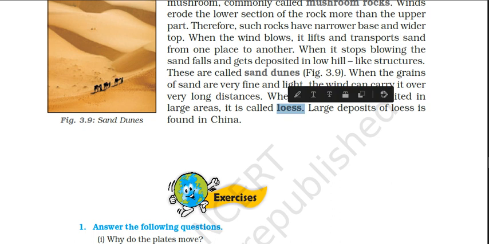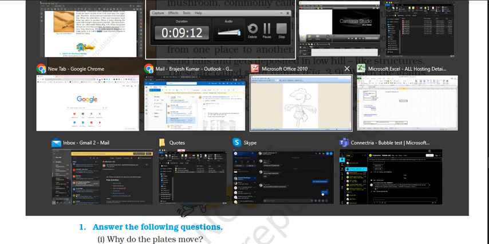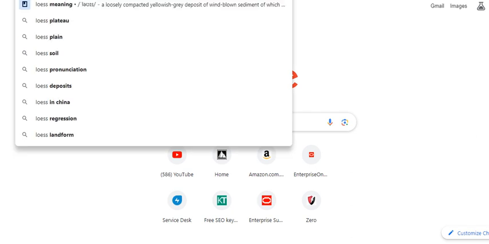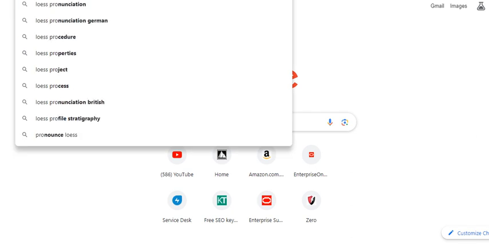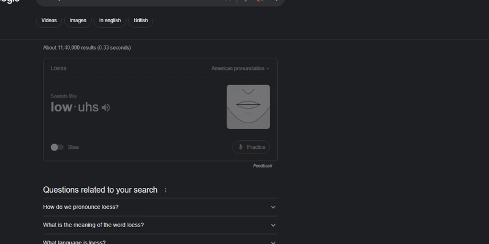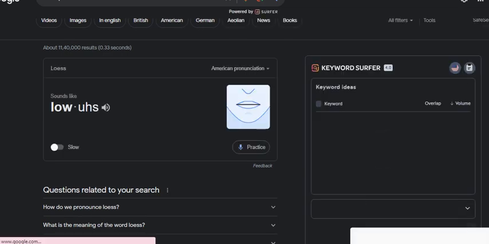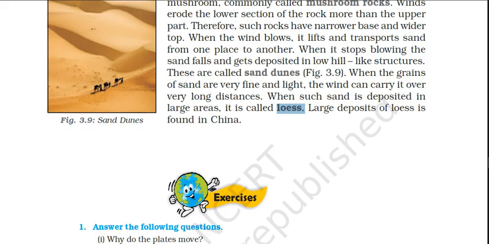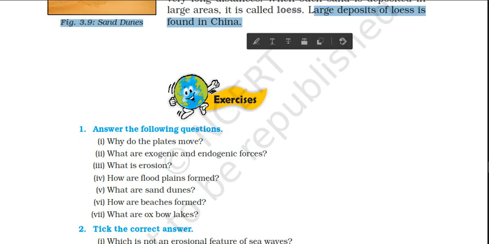Let me check how it is pronounced. So this is pronounced as loess. When such sand is deposited in large areas, it is called loess. Large deposits of loess are found in China.